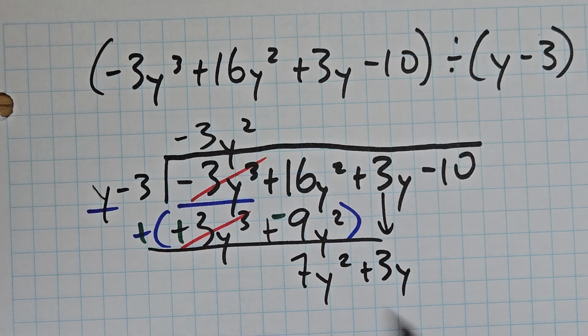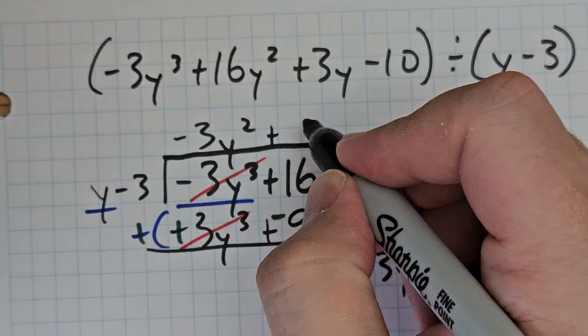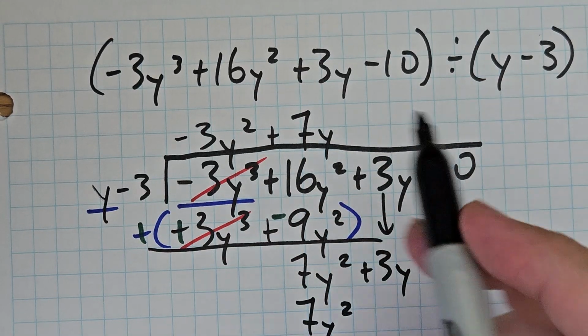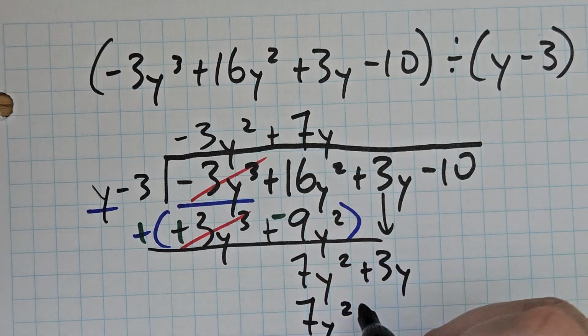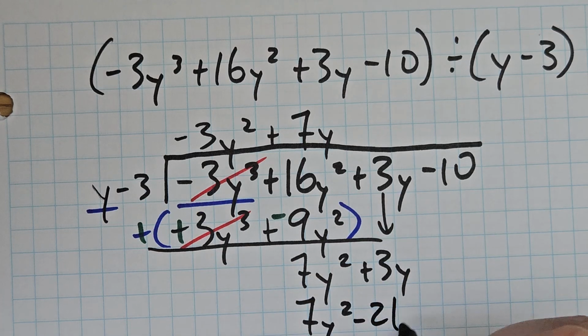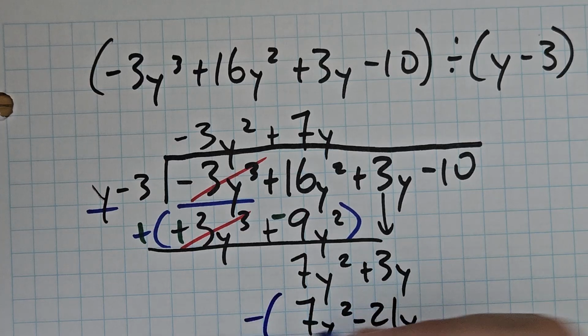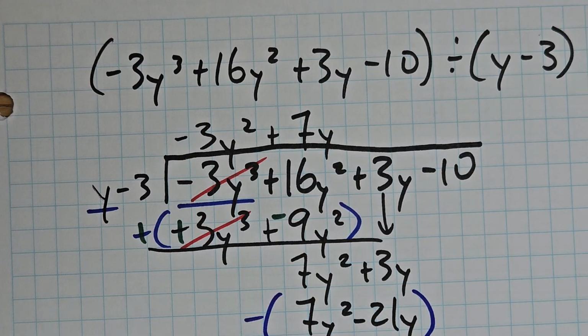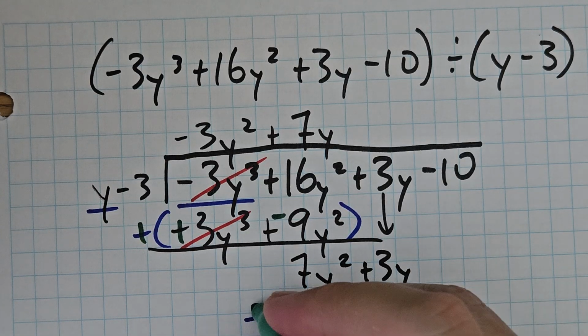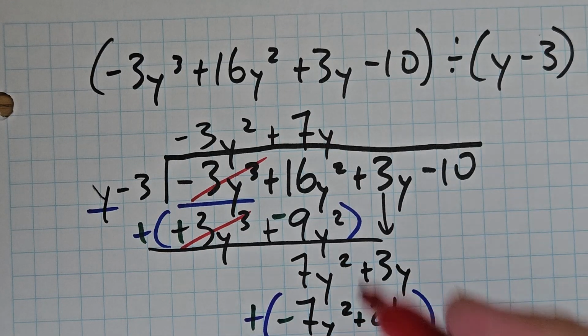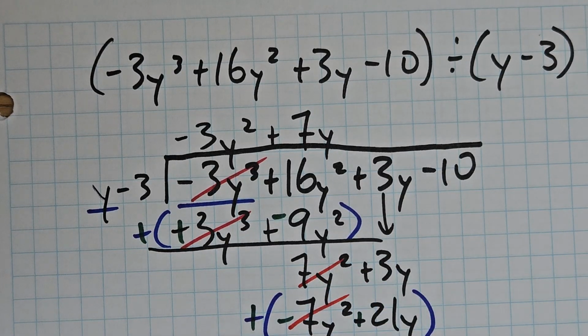And we ask ourselves again, how many times does y go into 7y squared? Well, that would be positive 7y times y makes 7y squared. And positive 7y times negative 3 makes negative 21y. And remember that I'm subtracting the whole thing, not just subtracting the first term. Distribute the negative by changing the signs. Cancel, cancel. And what is left?